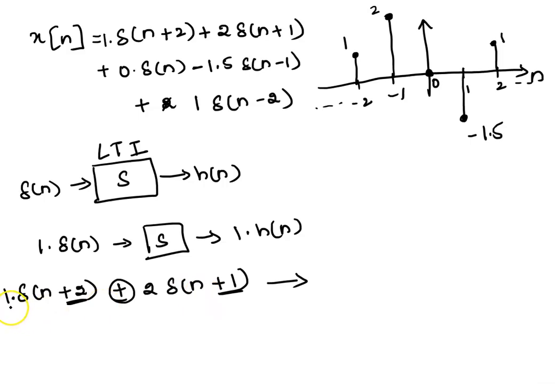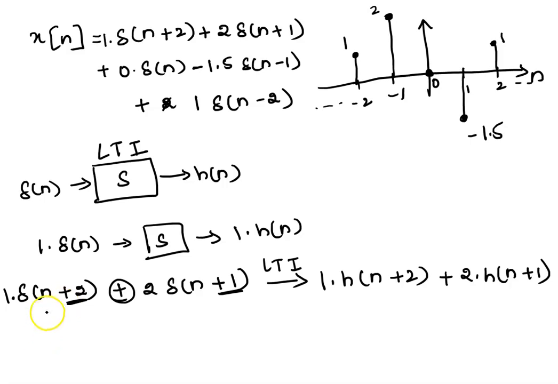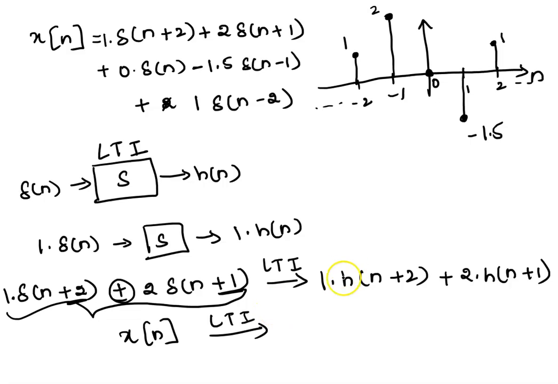So 1 multiplied by del of n plus 2 gives an output of 1 multiplied by h of n plus 2, because I have already claimed that my system is linear and time invariant, plus 2 multiplied by h of n plus 1. Likewise, the left hand side is the input to any given LTI system, and the right hand side would obviously be its corresponding output.